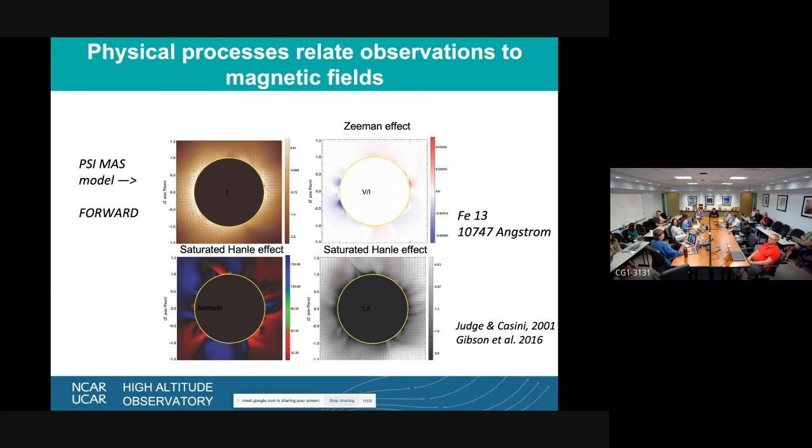Right. So this is an example. I think I already showed, no, I showed a variation of this. Again, this is the predictive science model, the MAS model, which is the global three-dimensional corona. What we have here is different ways of connecting to the magnetic field. We've got the line of sight field from the Zeeman effect, the plane of sky direction from the azimuth, and magnetic topology from the linear polarization.